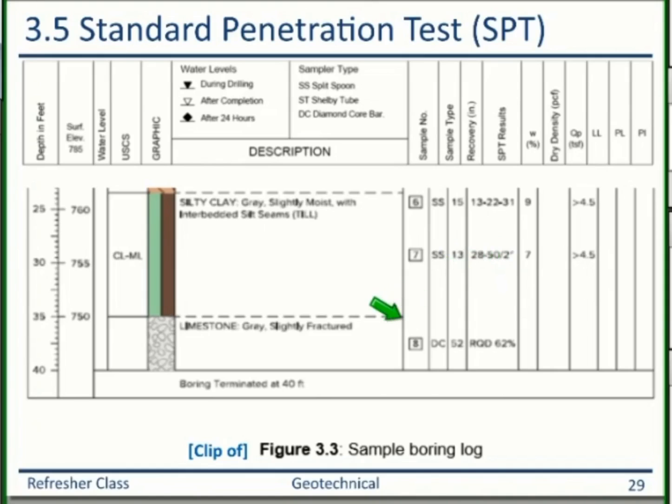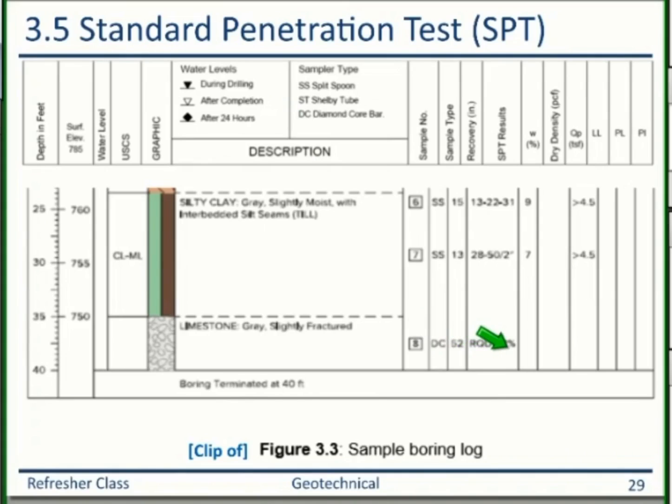And in this boring log, they cored from elevation 750 to 745, right? It was recorded as limestone, slightly fractured, and they used DC, meaning diamond core barrel, and your recovery was 52 inches. So out of 60 inches, the diamond core barrel rock cores are cored in 5 foot lengths. Out of 5 feet, 60 inches, the rock core recovered 52 inches. Then RQD is already given here, okay, 62%.